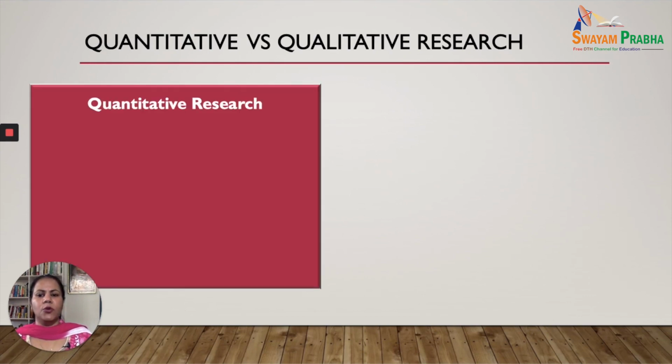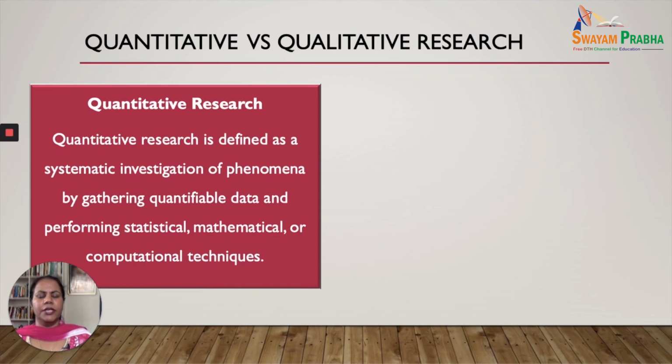So if we talk about quantitative research first, the quantitative research is defined as a systematic investigation of phenomena by gathering quantifiable data and performing statistical, mathematical and computational techniques. So quantitative research, name only says quantitative. It means here we gather quantifiable data. Quantifiable means the data which is in numeric form.